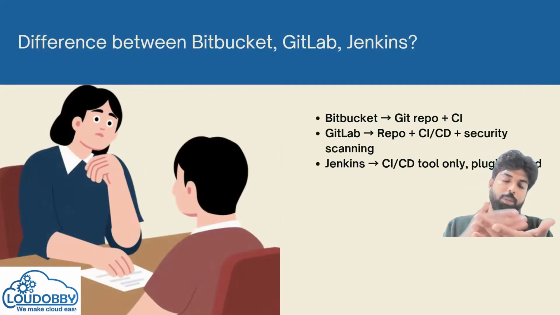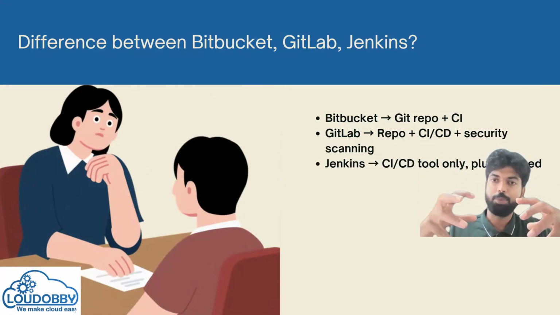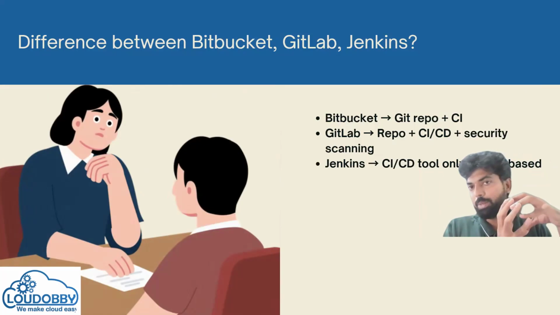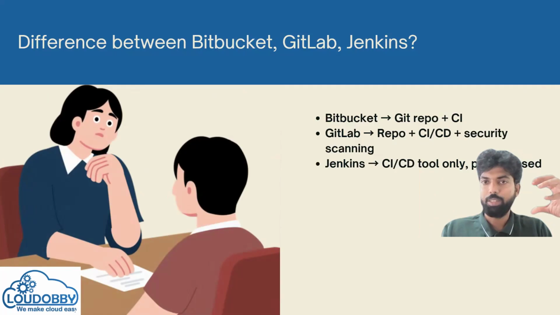The difference between Bitbucket, GitLab, and Jenkins. Jenkins is separate because it's a CI/CD tool, whereas Bitbucket only keeps your source code. Some Bitbucket setups have the feature of doing your build, but in most cases we will have only source code in Bitbucket, and the build will happen in Jenkins.